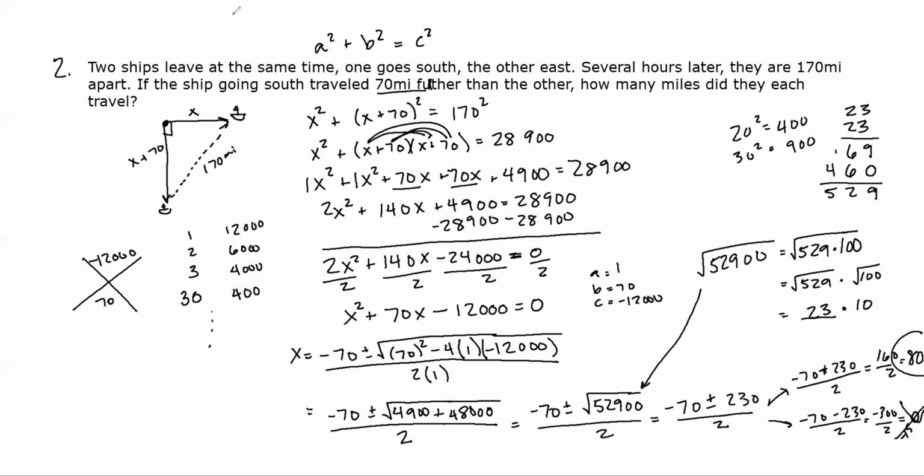Now, if we go back over here, and let me do this in a different color, we want to know how many miles they each traveled. So the ship going east, and then we have the ship going south. The one going east was x. So x is 80. So the one going east is 80. And the one going south is x plus 70. So we're going to take 80 miles plus 70, which is 150 miles.